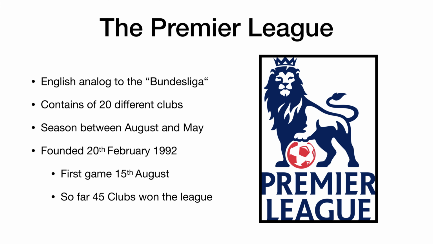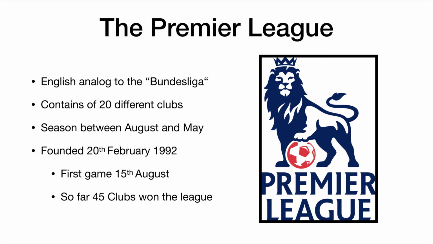The Premier League is the English equivalent to the German Bundesliga. It is thus situated in England and contains clubs from all over the country. The league was founded in 1929. Although the first division existed before it, it was decided that the Premier League was officially founded in 1929.